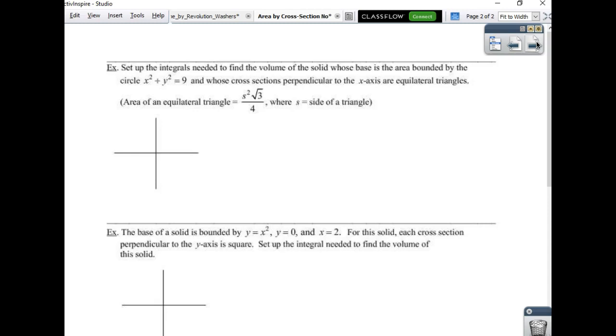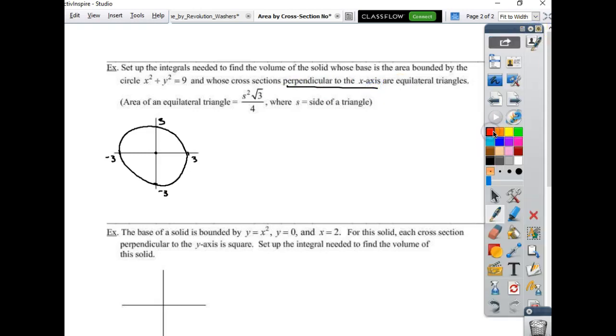In this example right here, we can see that we've got some shape. Okay, area bounded by the circle x squared plus y squared equals 9. So what do we have? We have a circle with a radius of 3. 3, -3, 3, -3. And I tell you in this problem that we have cross sections perpendicular to the x-axis. That's important. So I'm going to draw my perpendicular cross sections across the x-axis.